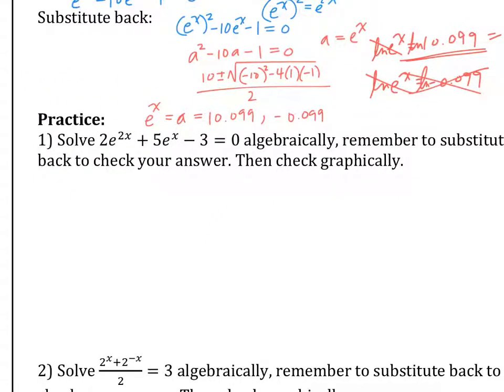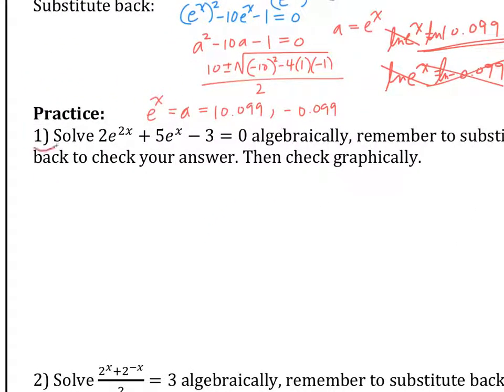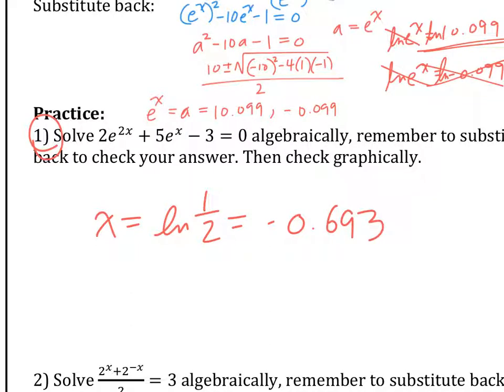All right, let's have you try one on your own. If you need your partner, please talk to each other and help each other out. That way you can all get it and move on. So number 1, check that one or solve that one. Number 2 is harder, so you gotta think a little more. Okay, number 1, the answer is x equals natural log 1/2, or negative 0.693.